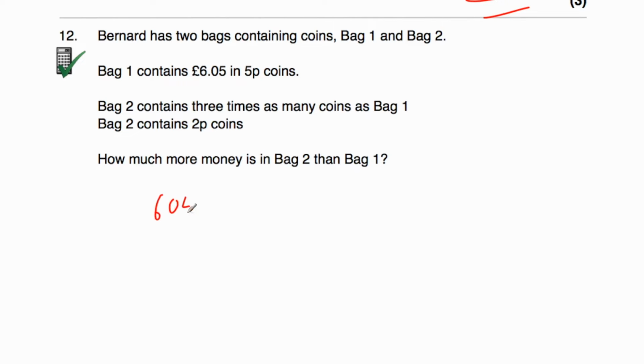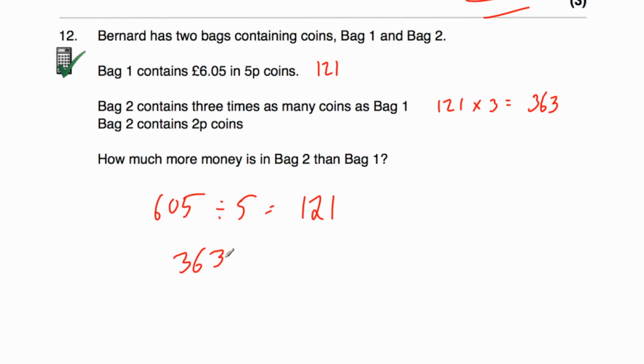So that's 605p divided by 5p, and it's a calculator question. If we do 605 divided by 5, that's equal to 121. So he's got 121 coins in bag 1. Now bag 2's got 3 times as many coins. So if we do 121 multiplied by 3, that's equal to 363. So he's got 363 coins in bag 2, and it contains just 2p coins.